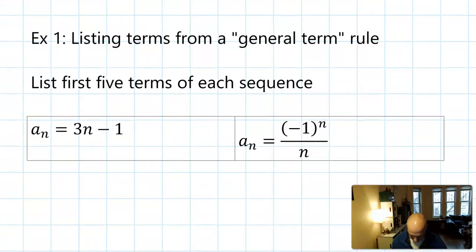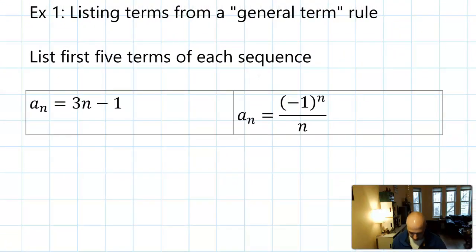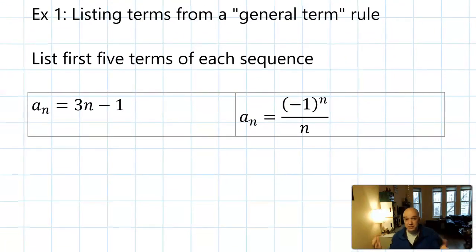All right, now say I want to list the terms of a sequence from a rule. So, right, we said sequences don't have to have rules, but most of them do, especially when we're thinking about math problems. In terms of math problems, there's going to be some kind of pattern to these numbers that are coming up. So let's list the first 5 terms of each sequence.